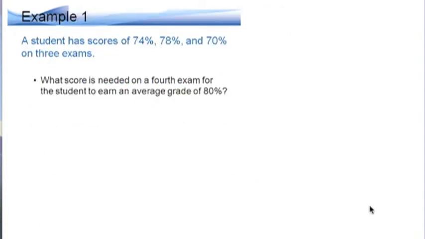So here's our first example. Should be one that you've done several times throughout the last few years. A student has scores of 74%, 78%, and 70% on 3 exams. What score is needed on a 4th exam for the student to earn an average grade of 80%?